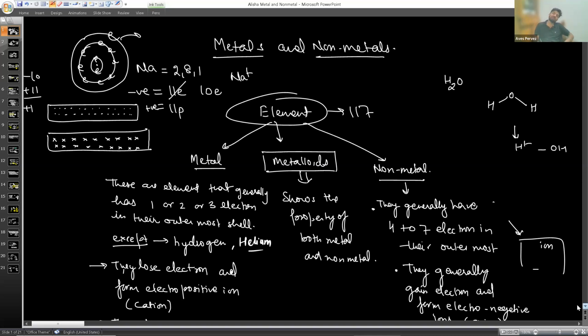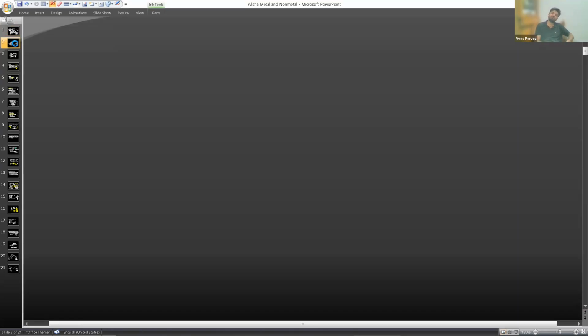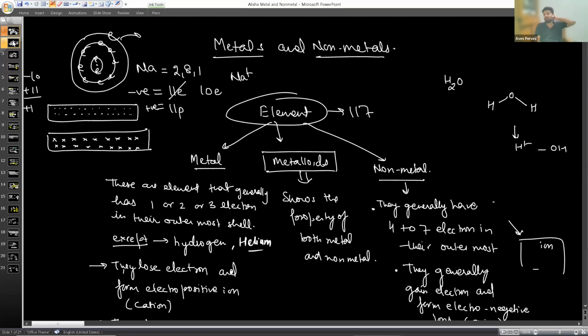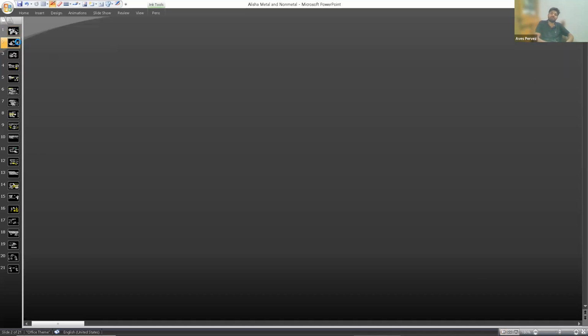Another point is that metals have low ionization energy. Ionization energy means the tendency to lose electrons. So metals can easily lose electrons, so they don't require much energy. They can easily donate electrons. But if I'm talking about non-metals, they are not electron losers. They try to gain electrons. So they generally gain electrons and they have high electron gain enthalpy.